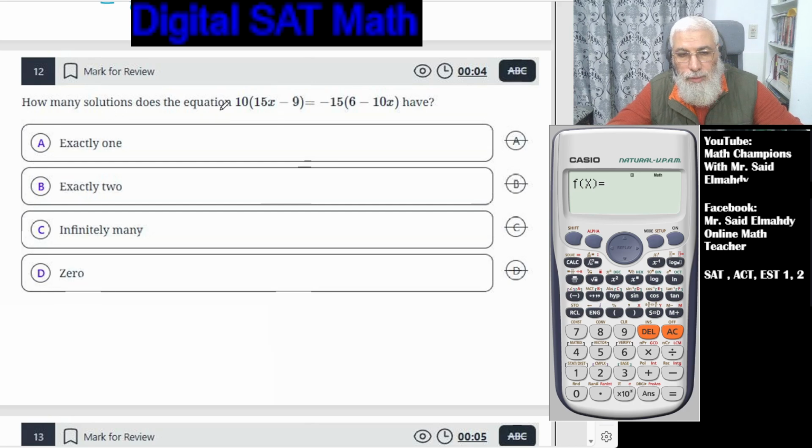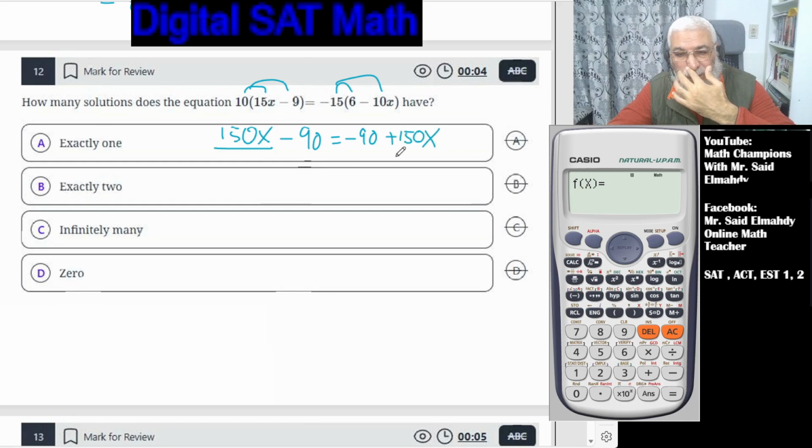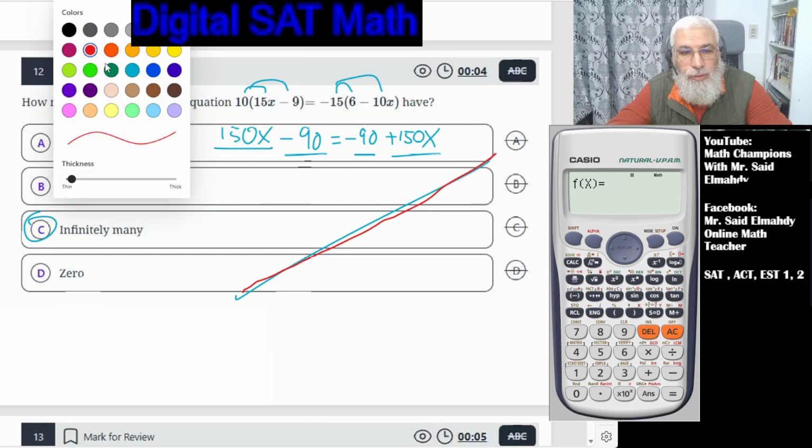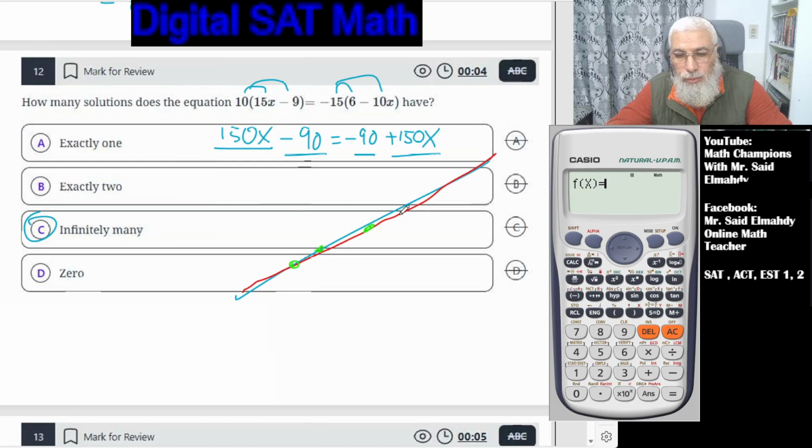How many solutions does the equation have? So we distribute this. 150x minus 90 equals negative 15 times 6, which is negative 90, and negative times negative is positive 150x. So this is 150x, same slope, y-intercept negative 90. So this is the same line. So there are infinitely many solutions, because if two lines have the same slope and the same y-intercept, they have infinitely many solutions. Each point is a solution.